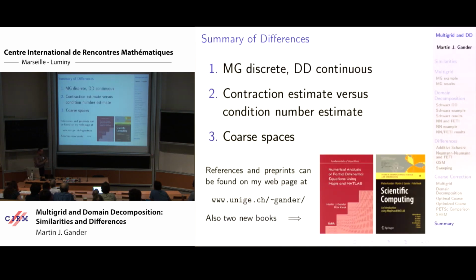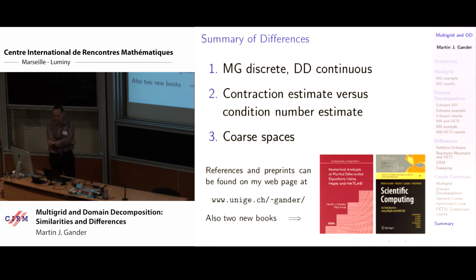So to conclude, I would like to remind you of the 3 differences that I tried to show. The first difference was discrete versus continuous. The second was contraction estimates versus condition number estimates. And the third one was coarse spaces. You can find preprints on my webpage.